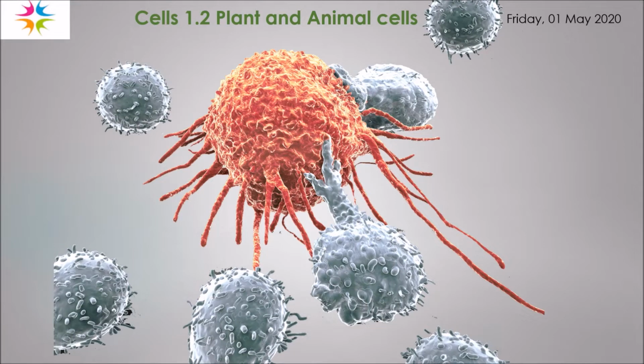Hi, Year 7. Welcome to Lesson 2 of our topic on cells. Today we need to look at the differences between plant cells and animal cells and see whether we can label all the parts of them and see what the differences are.